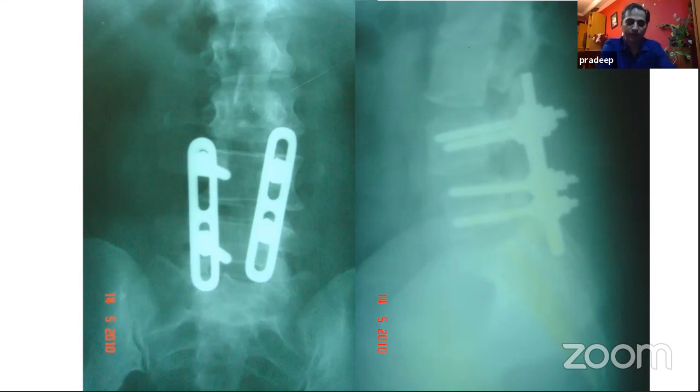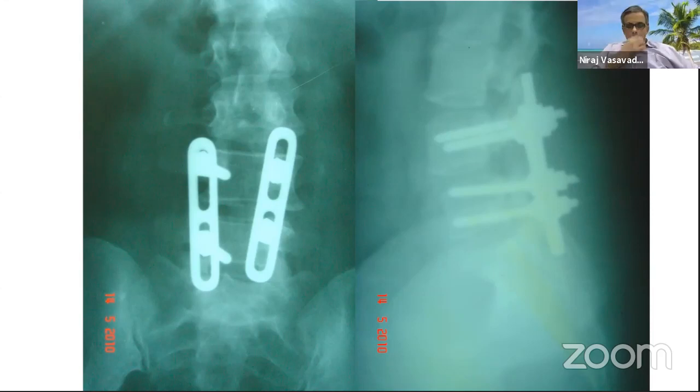Okay. Well, yes, Neeraj. Two things, sir. As you said, the iatrogenic lytic listhesis at the level above, and the right-sided screw at L5, which is probably into the foramen. Right.